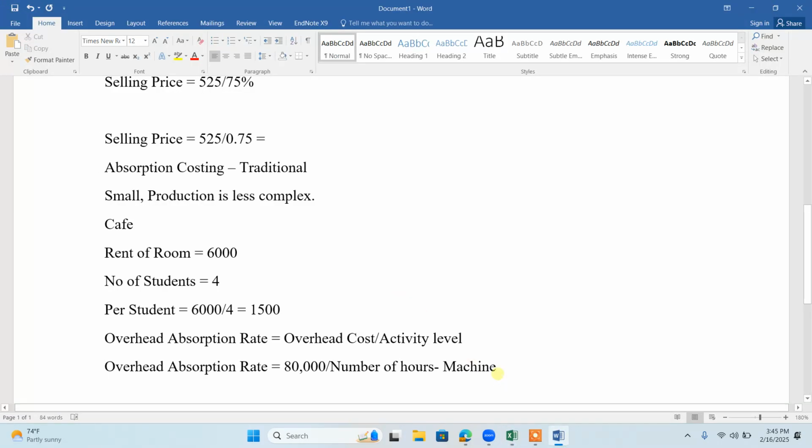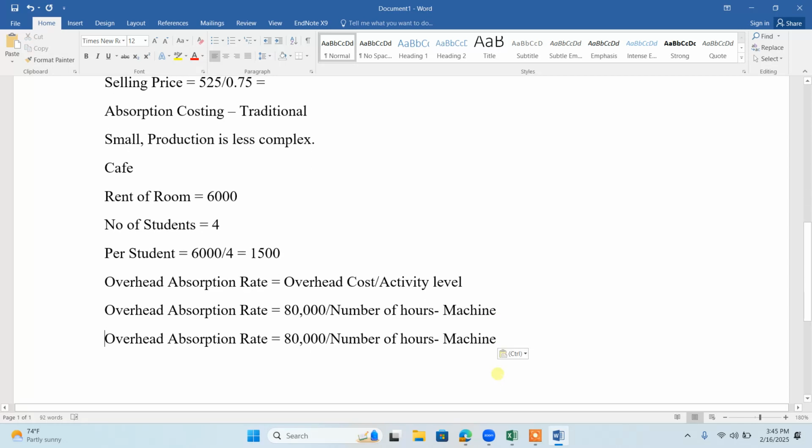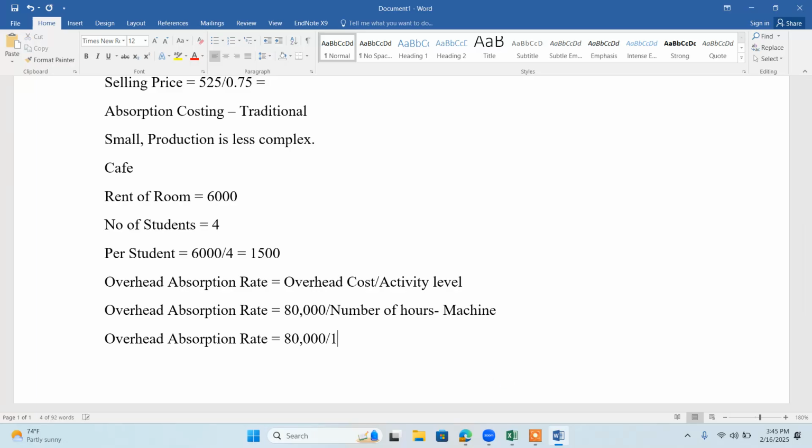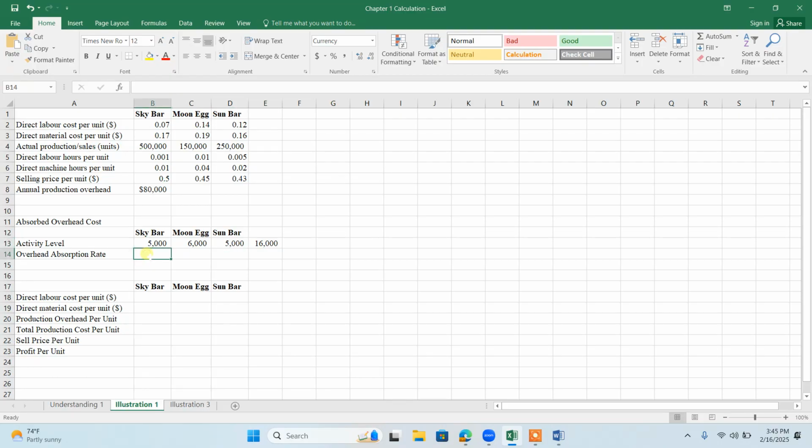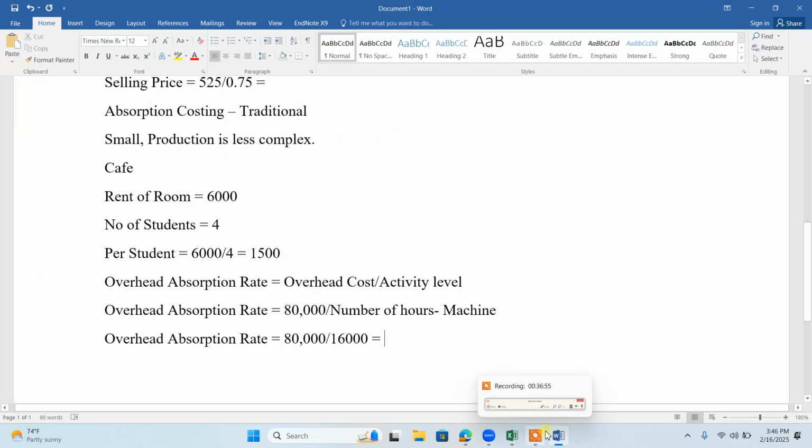Now I can write like this: 80,000 divided by the total number of hours. Like here, you can see we divide the total cost by the total number of students. What do we get? We get the per student cost. So from here, let me calculate the overhead absorption rate. Overhead absorption rate is 80,000 divided by 16,000. Answer is $5.